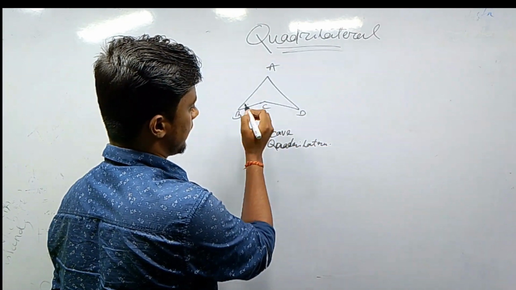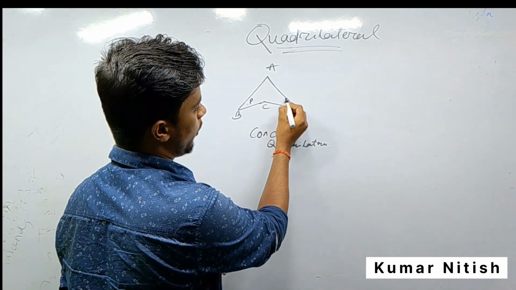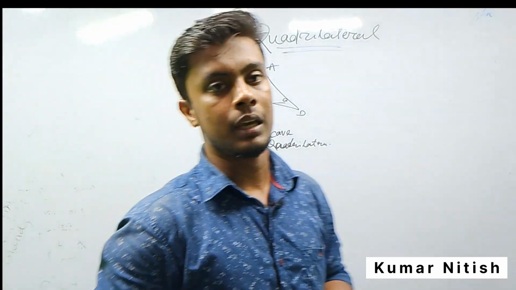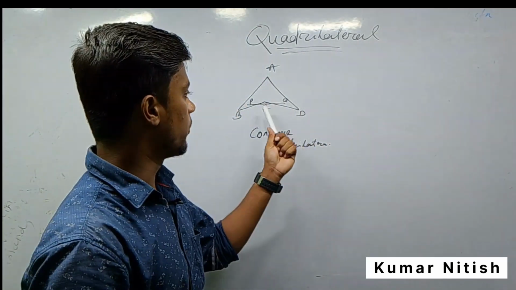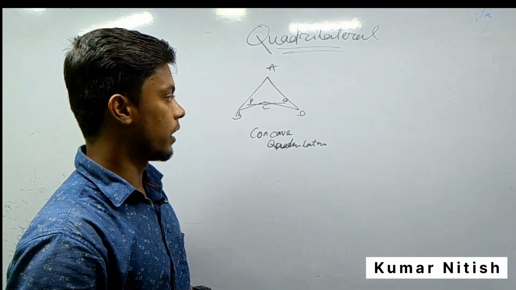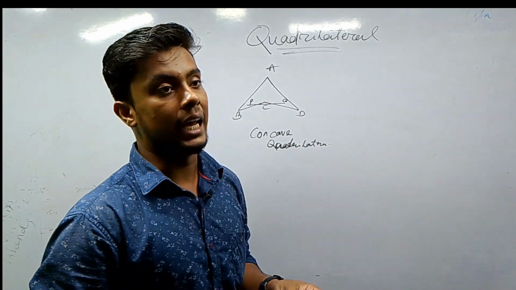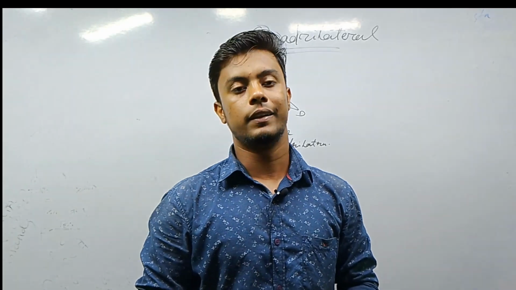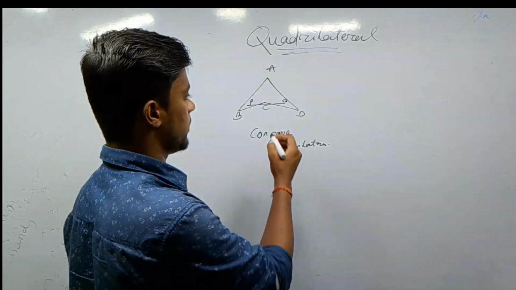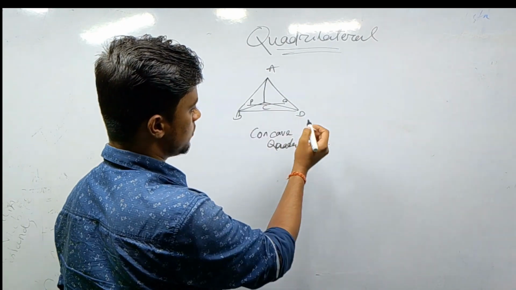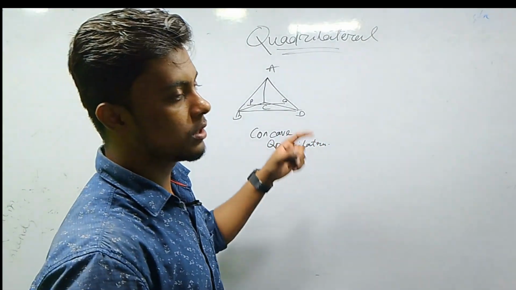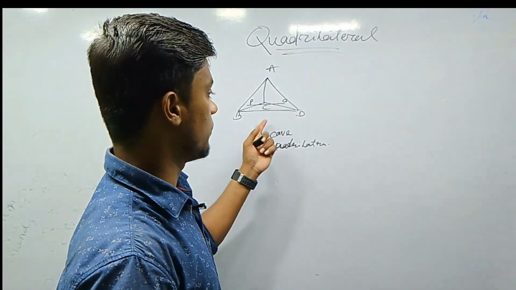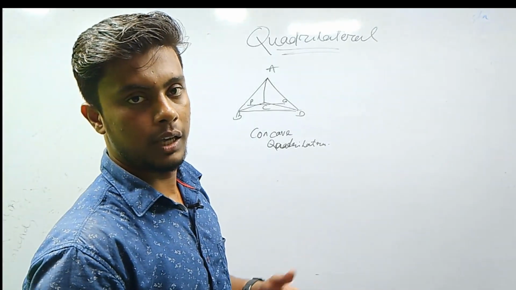That means if we take a point P here and a point Q here, then by joining P and Q, some parts of PQ lie outside of the quadrilateral. So this type of quadrilateral is known as a concave quadrilateral. Or you can say that if a diagonal of a quadrilateral lies outside of the quadrilateral, then it is concave. Here the diagonals are AC and BD, and BD lies outside of the quadrilateral. If any diagonal lies outside, it becomes a concave quadrilateral.